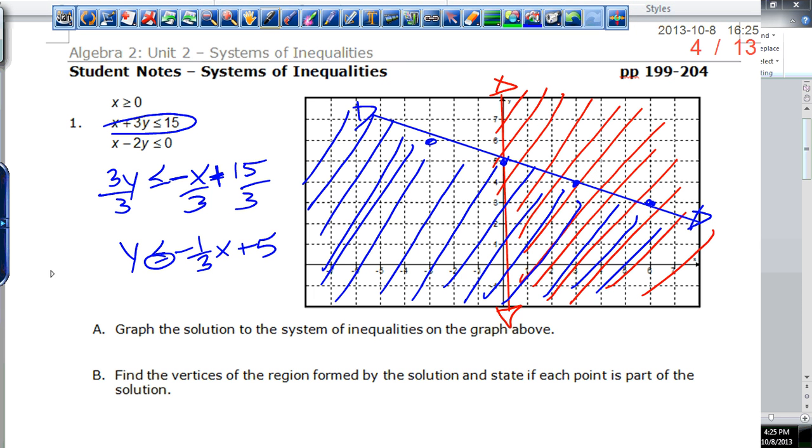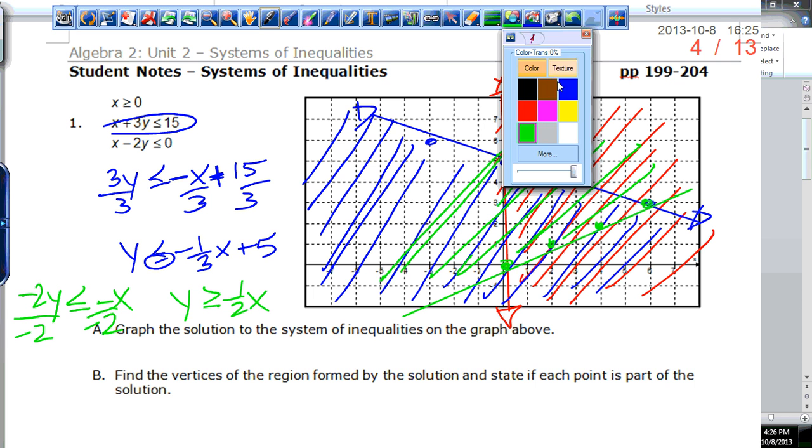Third equation, do the last color here, x minus 2y. I need to move x over, so I get negative 2y is less than or equal to negative x. Then I'm going to divide both sides by negative 2. When I do that, I flip the sign, so y is greater than or equal to 1/2 x. So I start at 0, go up 1 over 2, up 1 over 2, up 1 over 2. Solid line, because it's or equal to again. And then I'm shading above.